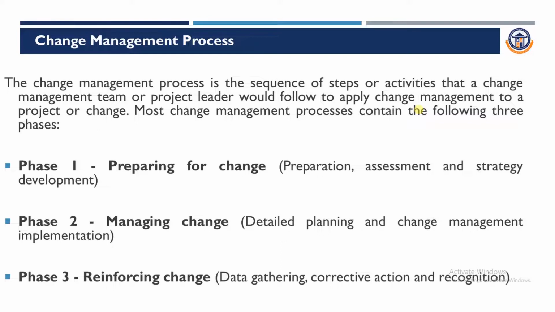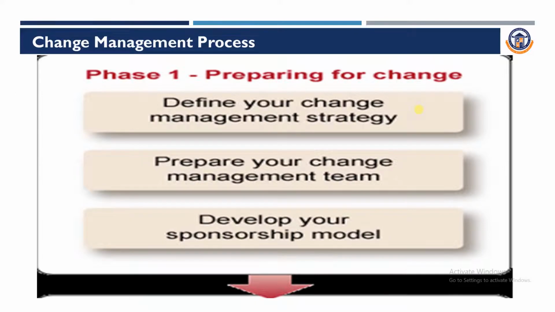Similarly, here also the change management process involves three phases: phase 1, phase 2 and phase 3. Phase 1 represents preparing for change, phase 2 represents managing the change, and phase 3 represents reinforcing the change. It's very important that we undergo all three phases in order to get an effective output. So let us see what is inside each of these phases.